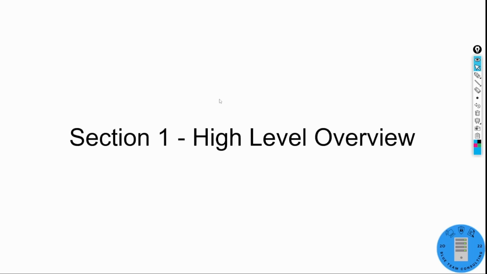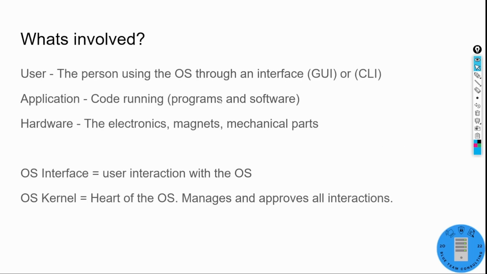Section 1, high-level overview. Starting with what's involved, we basically have a couple of main items here for operating systems. We have the person involved, that's us, using the operating system through an interface. There's only 2 ways to interact with the operating system. This can be through the graphical user interface or the command line interface.